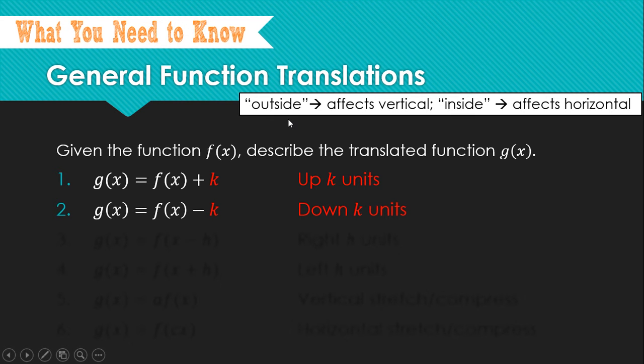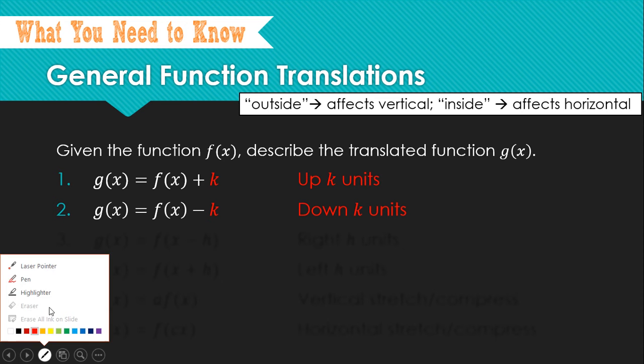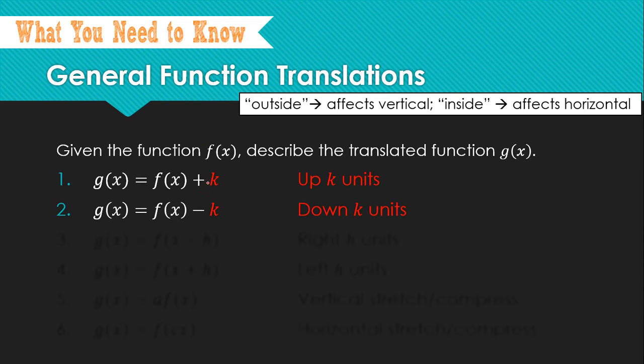outside transformation or translation happening, it affects the vertical direction of our graph. And if it is inside, it's going to affect the horizontal. So what I mean by that, here's my function f of x. The k is clearly on the outside of f of x. So when I add or subtract k, I'm moving up or down k units. Another thing to be aware of is that when we're moving in that vertical direction, the sign tells the truth. Okay, so the sign indicates our direction.